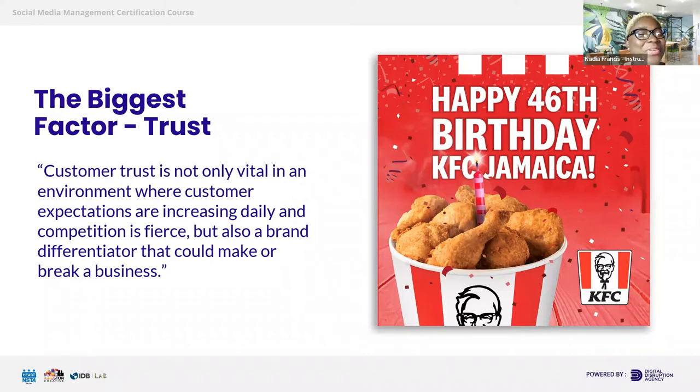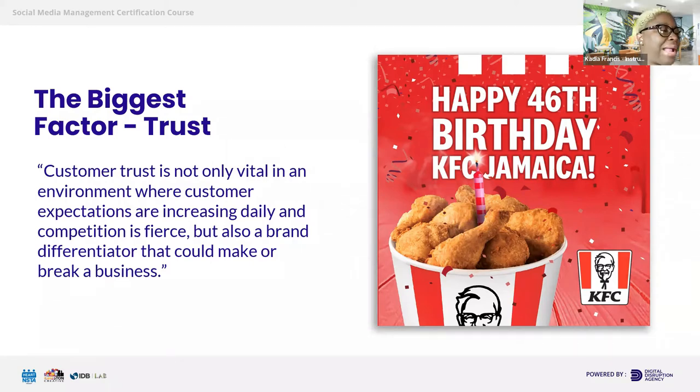Right? And I think a big part of it is trust. And I have another theory as to why we trust KFC. It is sentimental. And let me tell you what I mean by sentimental. Sentimentalism is a very big marketing strategy.